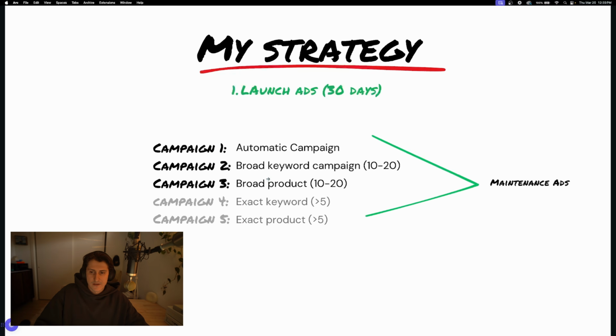And so we will get into the maintenance ads in a second, but basically we're going to refine these after the first 30 days, take the best performing keywords out of them and put those into our maintenance campaigns. So our maintenance campaigns moving forward are just as simple and as profitable as possible.